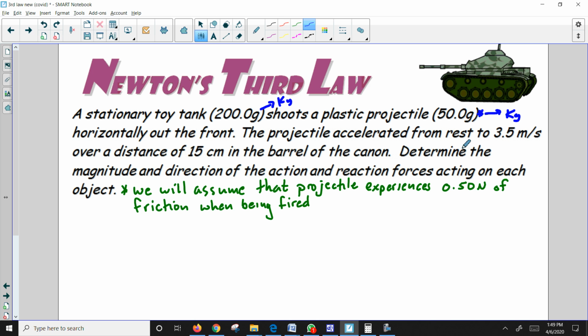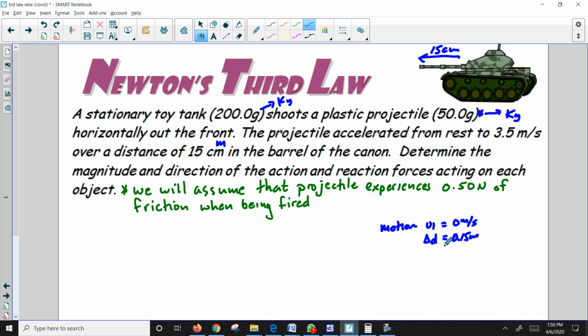We know the projectile accelerates from rest to 3.5 meters per second, and it's accelerated over this little barrel here, and it's 15 centimeter length. So again, we have to change this to meters, and we'll have to determine from that motion. Looks like we're going to have to figure out our acceleration. So here's what we have. We have our motion. We're going to know the initial velocity. We're going to know the displacement. It's going to be 0.15 meters. Just going to do a couple quick givens here.